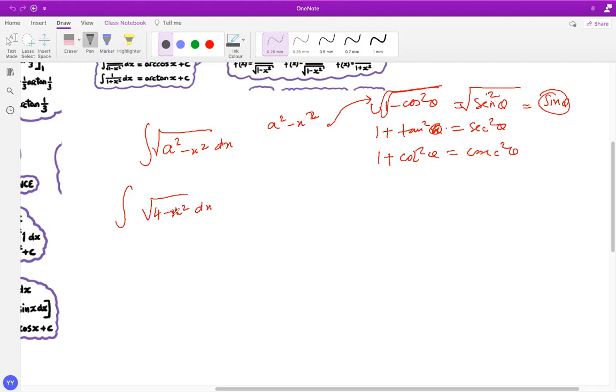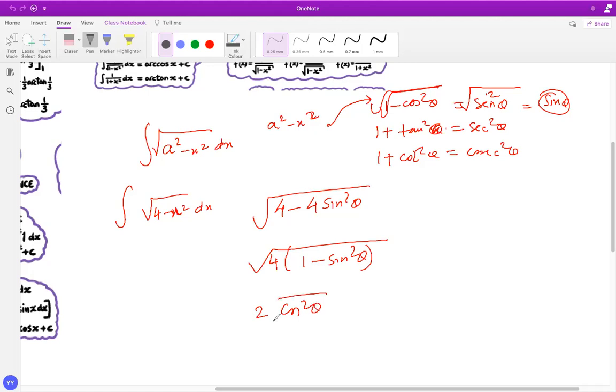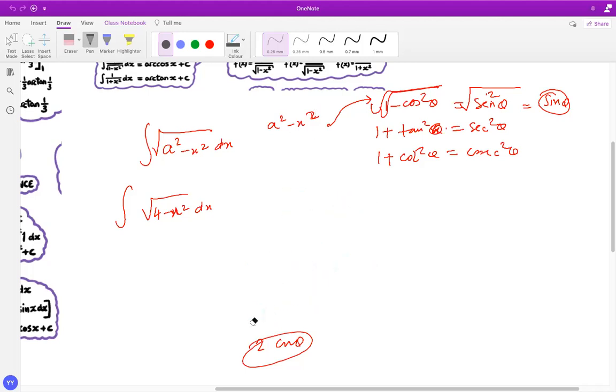Now, since I don't have any formula for this, I can clearly look at it that if I can get this in the form of something like 4 minus 4 sine square theta, then I can take 4 common and make it 1 minus sine square theta, and then it becomes 2 cos square theta root, which is 2 cos theta, and then I can get a simpler integral. So that's the objective of figuring out why we take x as, let's say, a sine theta or a cos theta.